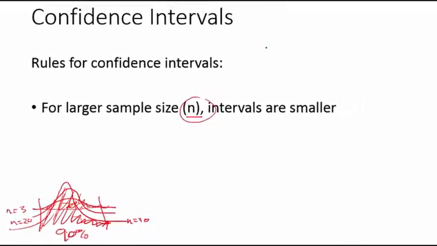the formula is x bar plus or minus the t-value at the specified confidence level times the standard error of x.